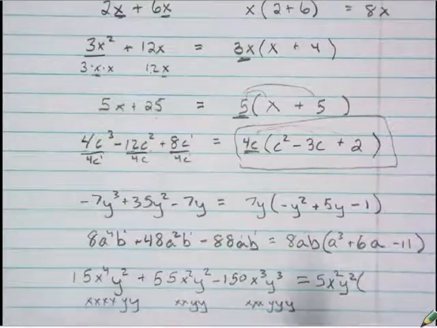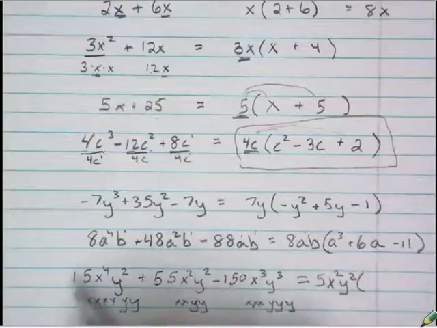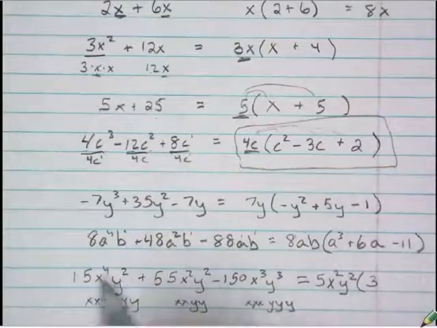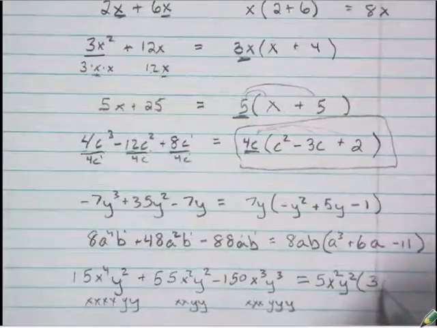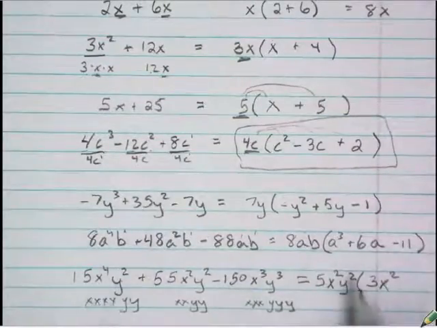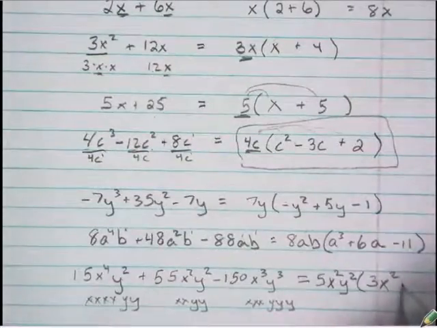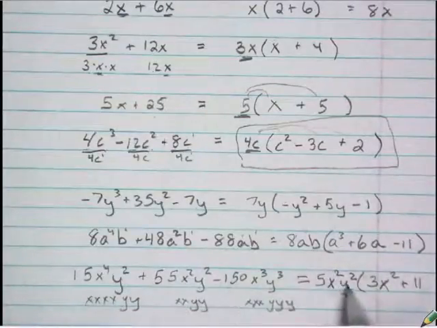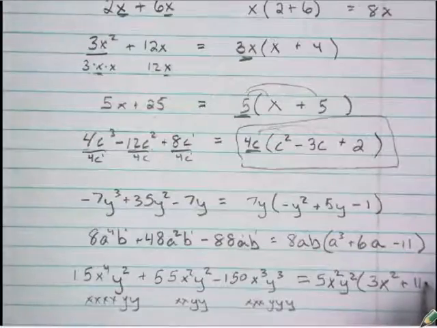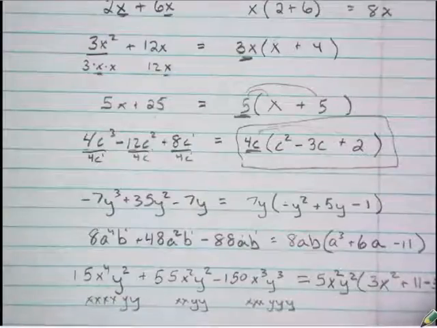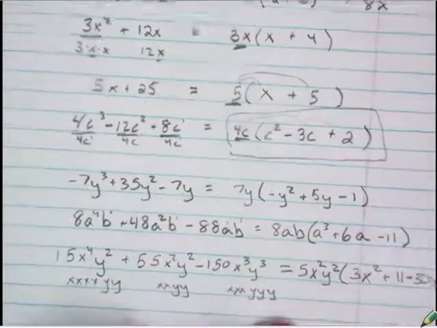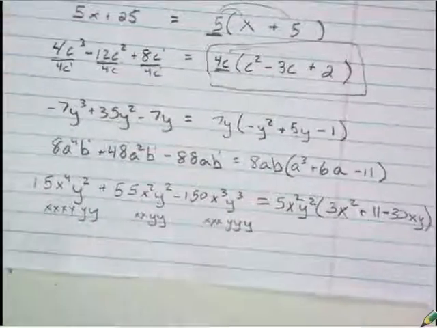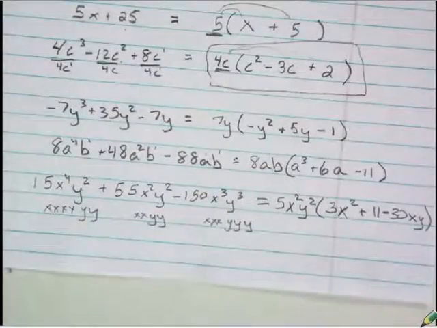Okay? So I'm going to divide out my GCF from each one of these. So 15 divided by 5 is 3. x to the fourth divided by x squared is x squared. y squared divided by y squared is 1, so I don't need that. Plus 55 divided by 5 is 11. And then x squared, y squared, x squared, y squared, so that stays just like it is. Minus, that's going to be 30xy. So I should get that polynomial as my factored form.